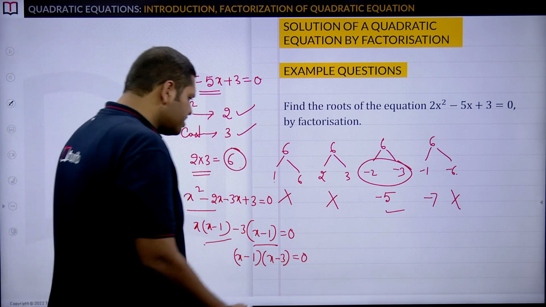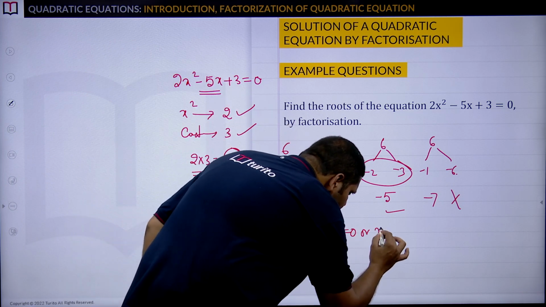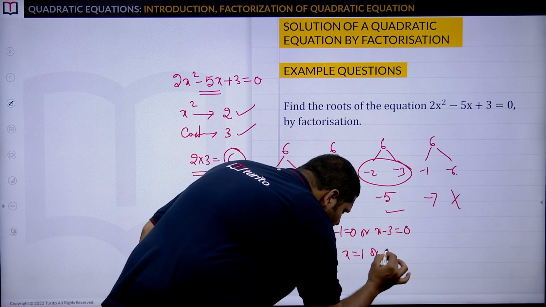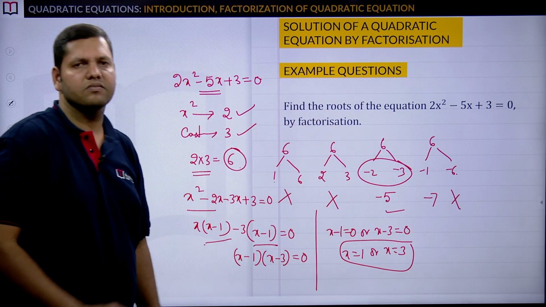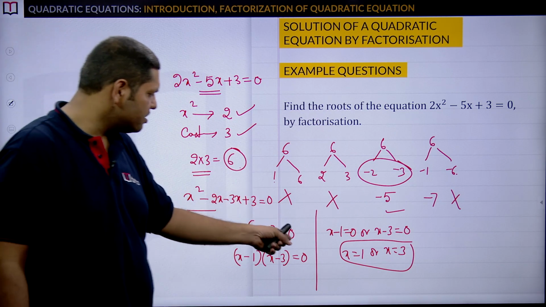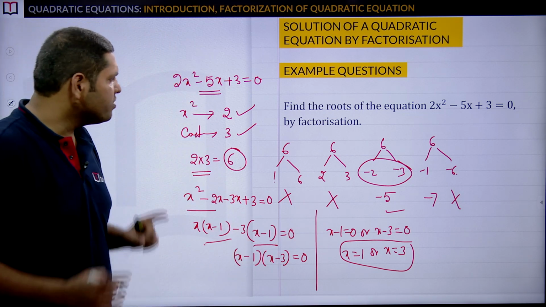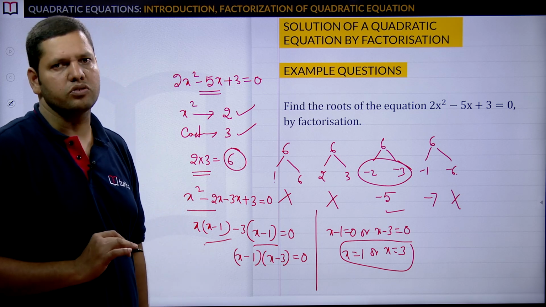Then, children, here what is the x value? So we can say x minus 1 equal to 0, or we can say x minus 3 equal to 0. Then x is equal to 1 or x is equal to 3. So these are the two solutions. Otherwise, I can say these are the two roots of the quadratic equation. Okay, children, this method we can say is the factorization method, or the splitting middle term method also.